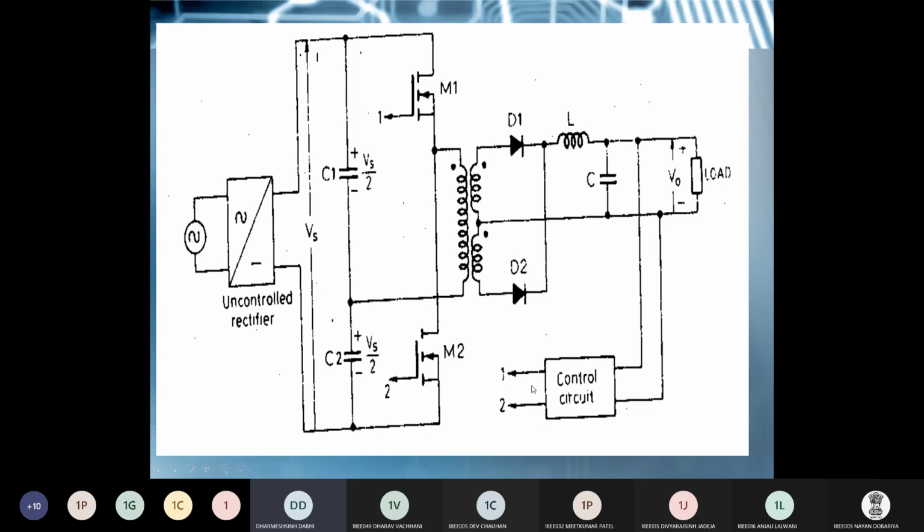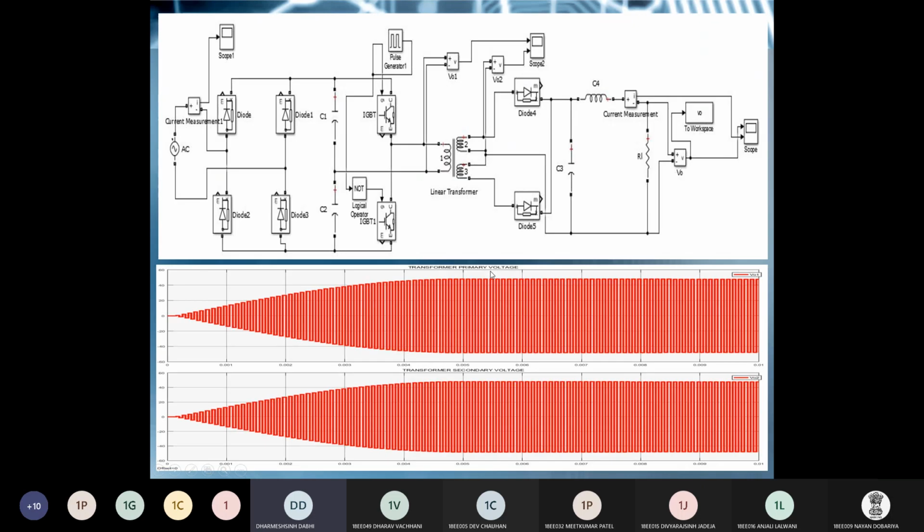Based on the required voltage at the load side, the control circuit will change the duty cycle of M1 and M2. The output terminals of the control circuit, 1 and 2, are nothing but gate terminals. It means from these terminals the gate pulses are provided to both the MOSFETs M1 and M2. So this is the whole operating principle of this half-bridge SMPS.